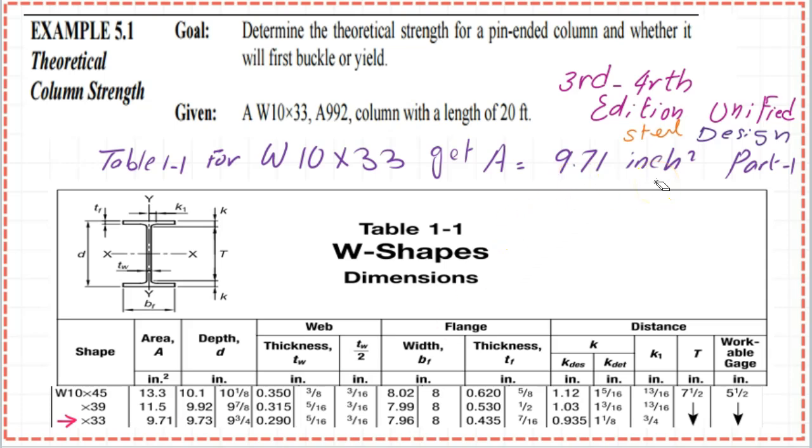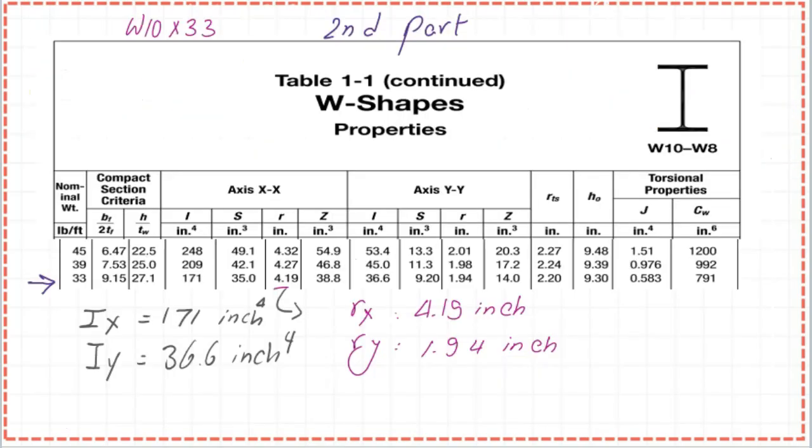By the way, this solved problem 5.1 is again in the third and fourth edition of the Unified Steel Design book. For the second part of table 1-1, we are going to get rx, ry, Ix, and Iy. Here is table 1-1 in the second part. The Ix value we get from here as 171. rx is 4.19. And for Iy, it is 36.6. And ry is 1.94.